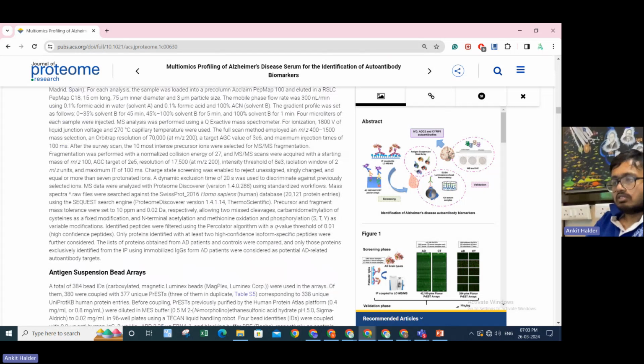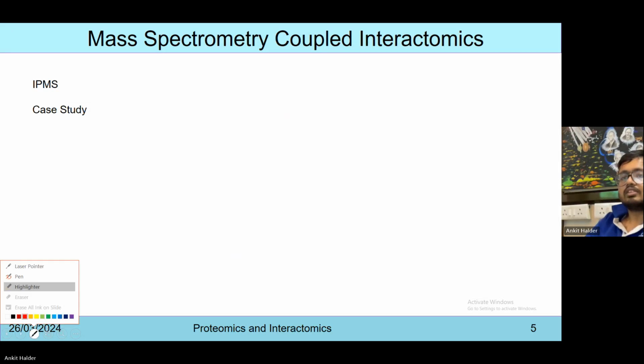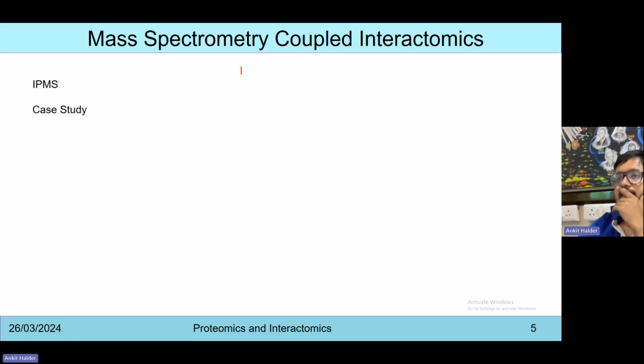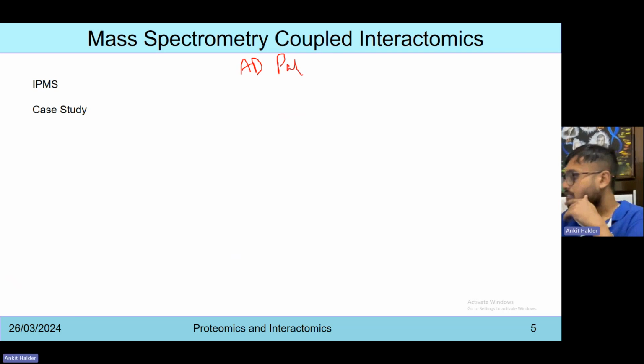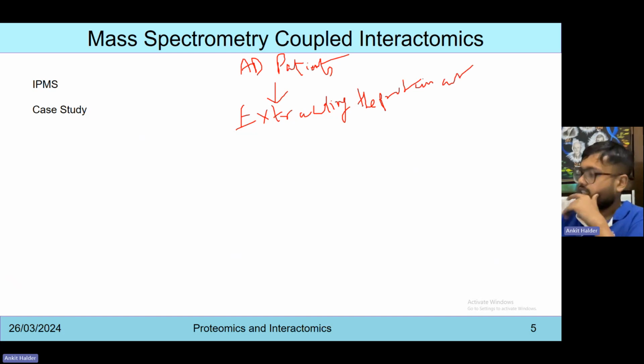So before going into that, what they are trying to say, just a review. First thing, they had taken 8 patients, right? And you are extracting the proteins out. Why has this been done?